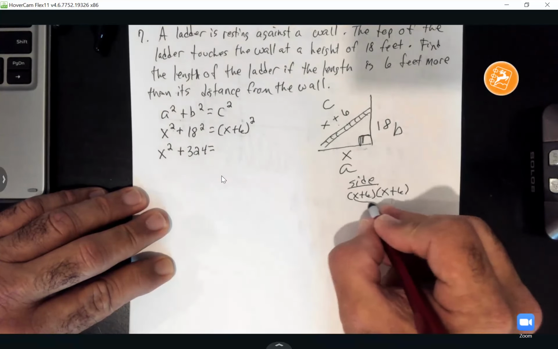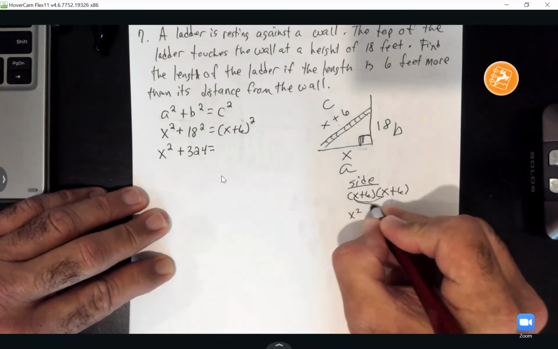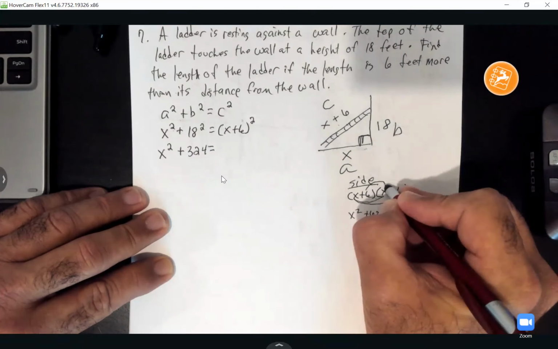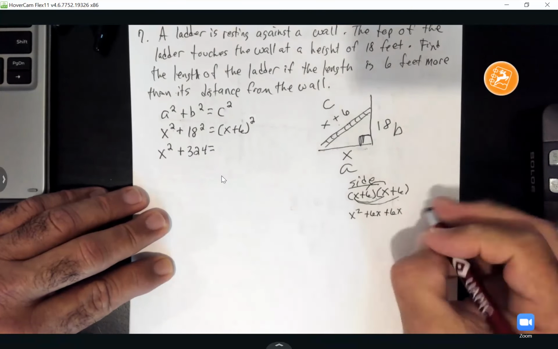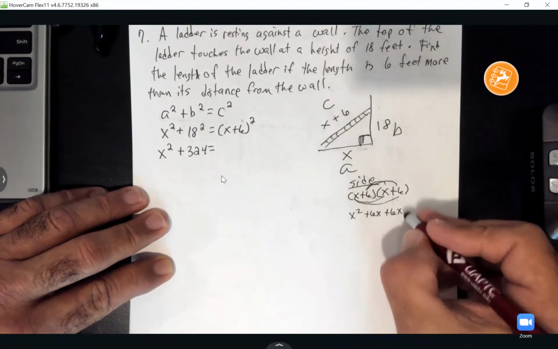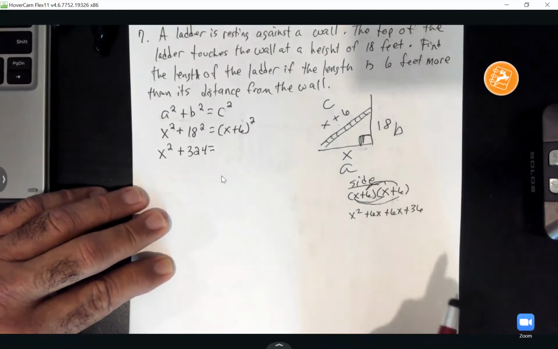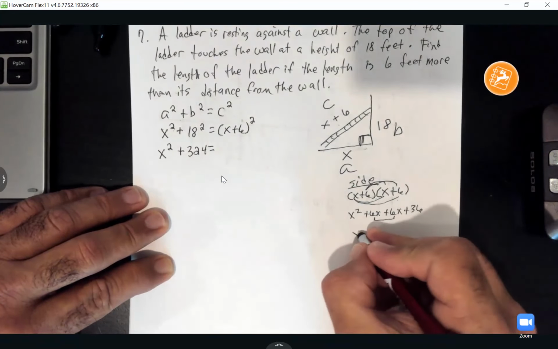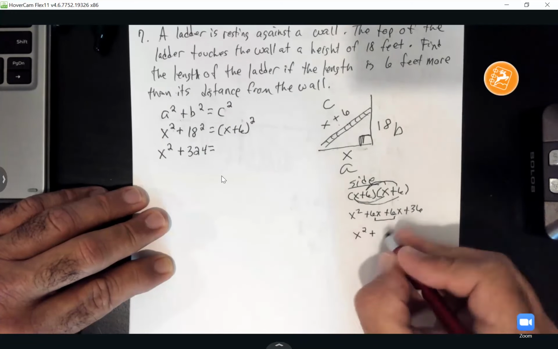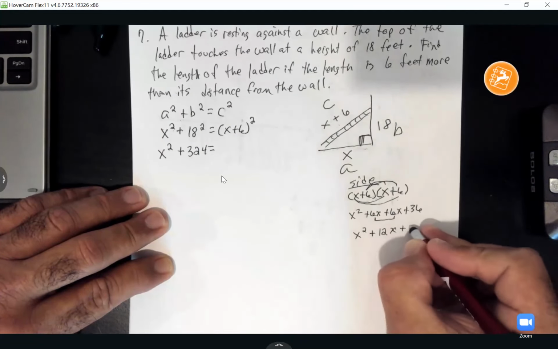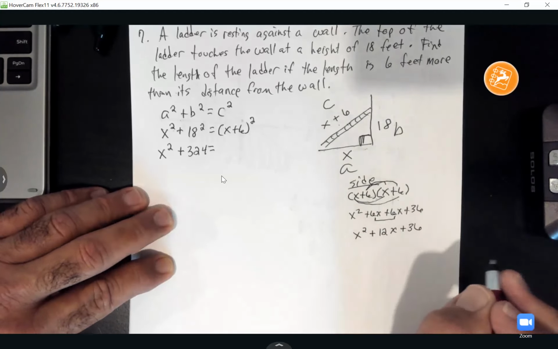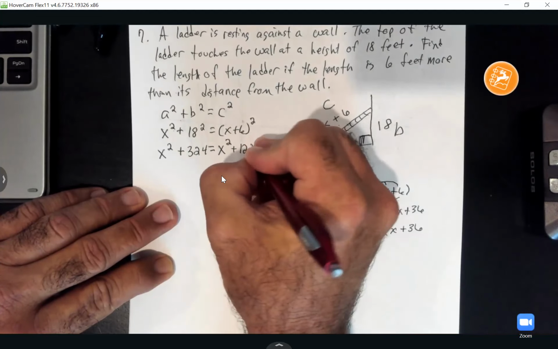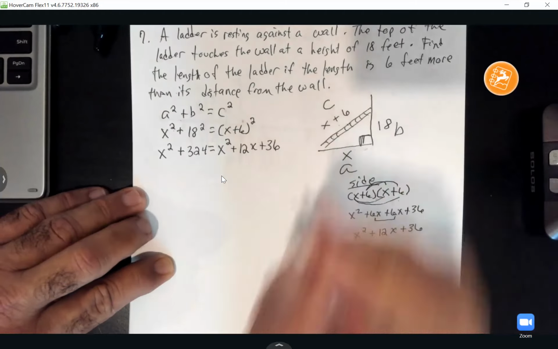So y'all, we get an x squared plus 6x plus another 6x, and then plus 6 times 6 is 36. So before I pull it over here, I'm actually going to add the like terms in the middle. So I'll have an x squared. 6 plus 6 gives me 12 x's plus my 36. So I'm going to plug that in. X squared plus 12x plus 36.